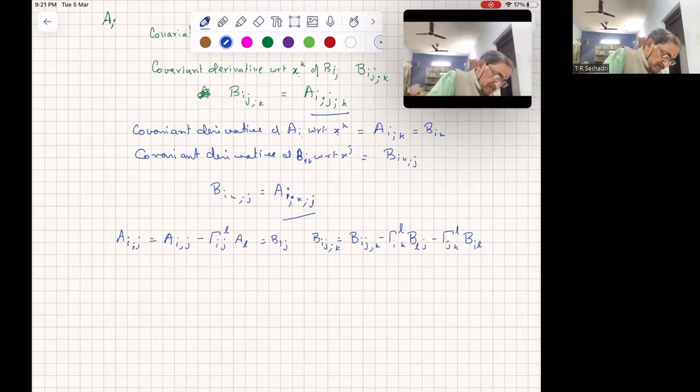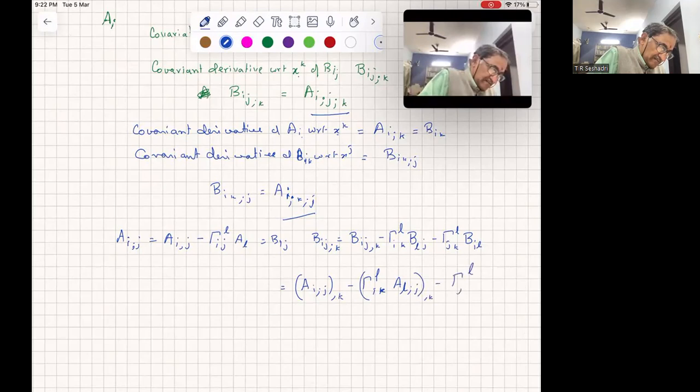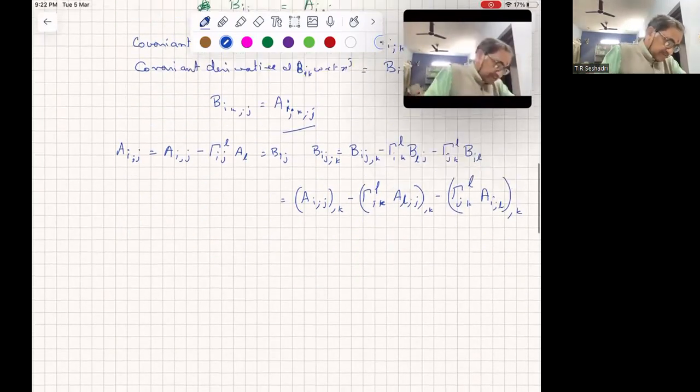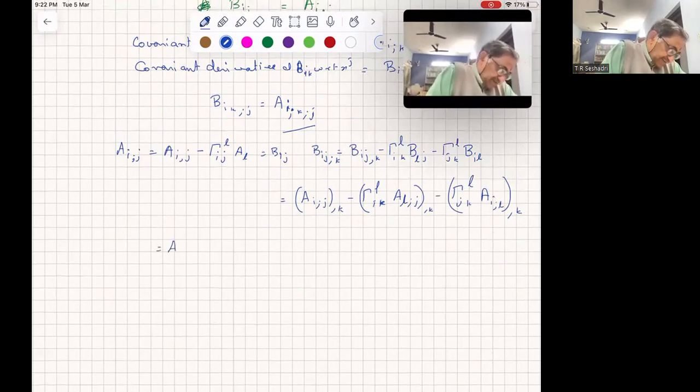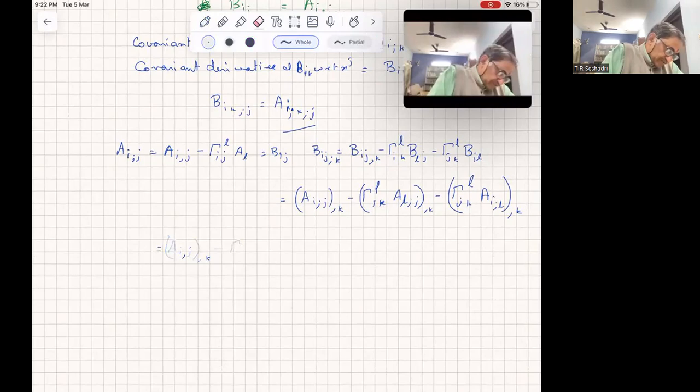So it means now this is equal to what? This is equal to A_{i;j,k} minus gamma^l_{ik} A_{l;j,k} minus gamma^l_{jk} A_{i;l,k}. Now I'll expand this further. So this is A_{i,j,k} minus gamma. Okay, so there's no confusion, I'll do it systematically one by one.